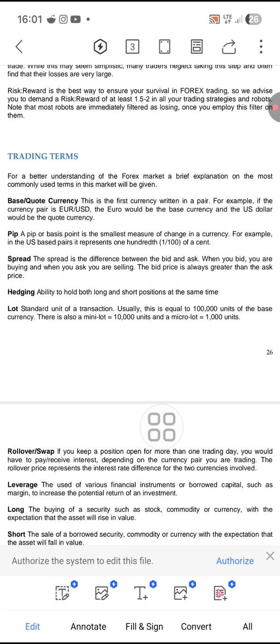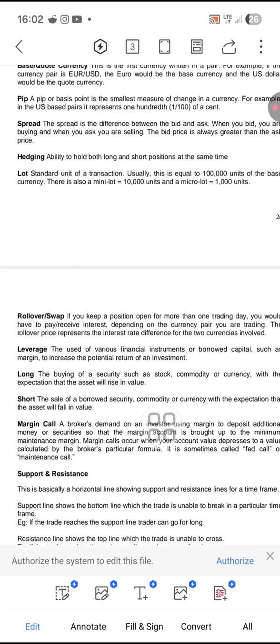A lot is the standard unit of transaction. We transact with lot sizes in the market. Usually one lot is equal to 100,000 units of the base currency. There is a mini lot, which is 10,000 units, and a micro lot of 1,000 units of currency. When you are buying with a small amount, you buy a micro lot. Just do your research on lot size.